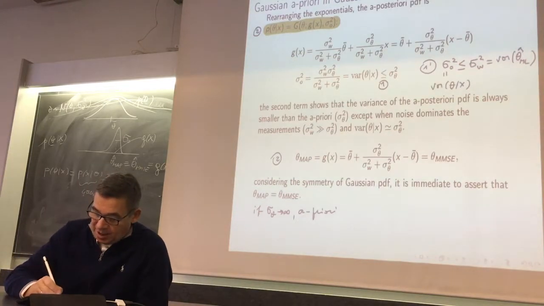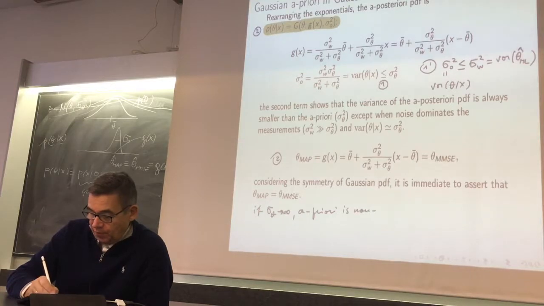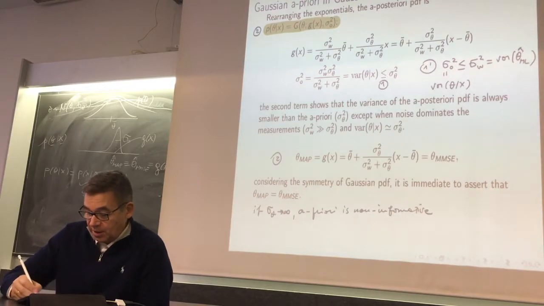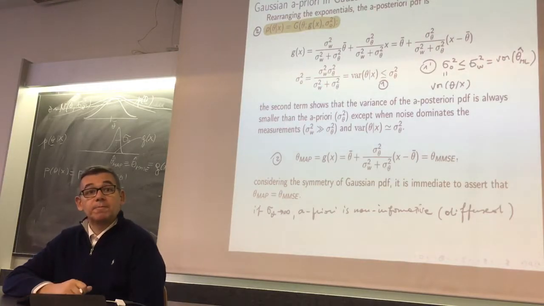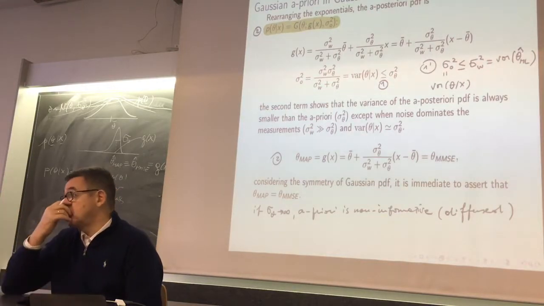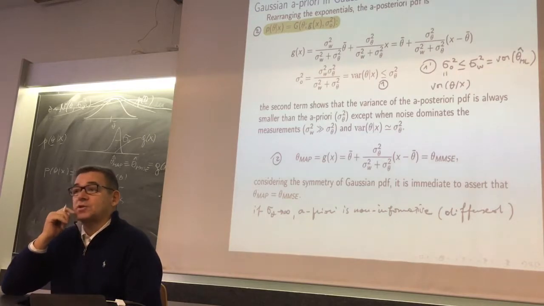Then we say that the a priori is non-informative. Sometimes another way to say it is diffuse. Okay, so it's non-informative. It's not constraining.